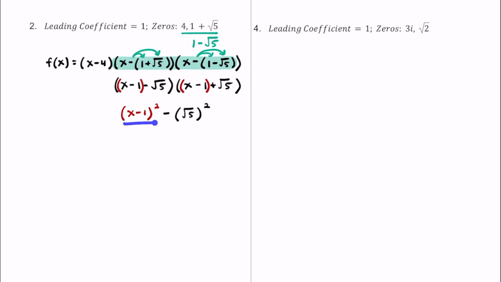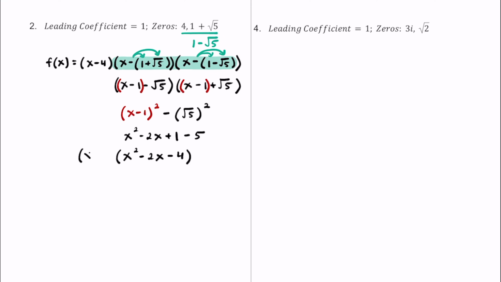Now, if we take this quantity of x minus 1 squared and we multiply it out, I'm not going to write out all the details. It's going to end up being x squared minus 2x plus 1. And then if we go ahead and square the square root of 5, that's just going to end up being 5. So that's going to be minus 5. Okay, then we can go ahead and combine these like terms of 1 minus 5. So we'll have x squared minus 2x minus 4. So when we multiply those two binomials together, we ended up with this trinomial.